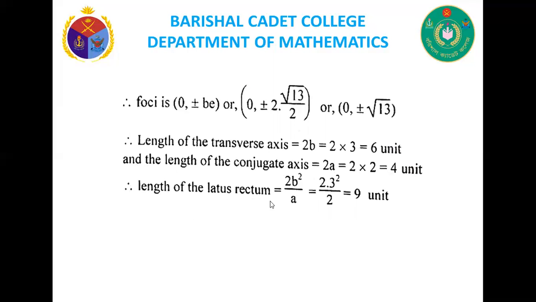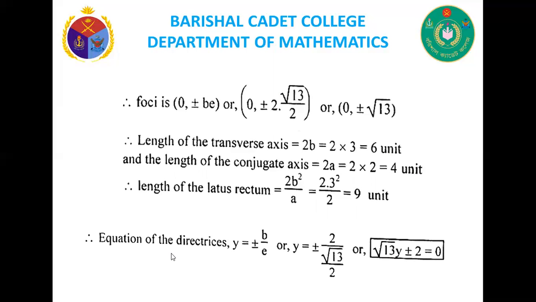Therefore, the length of the latus rectum equals 2b square divided by a. Putting the value of b, that is 3, and the value of a, this is 2, we get 2 into 3 square divided by 2. You can cancel this 2 and 2, so 3 square equal to 9 unit.